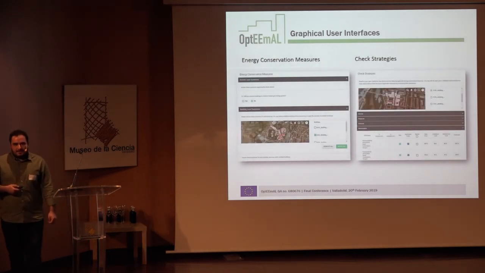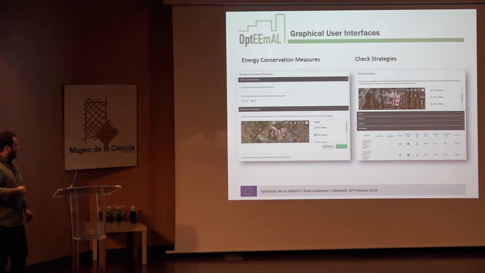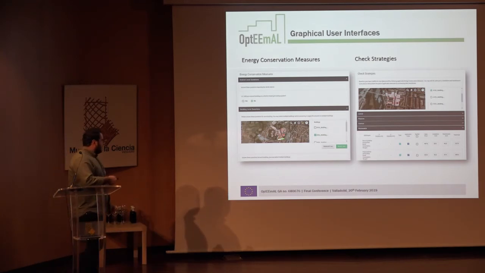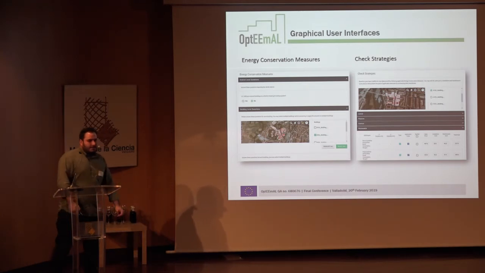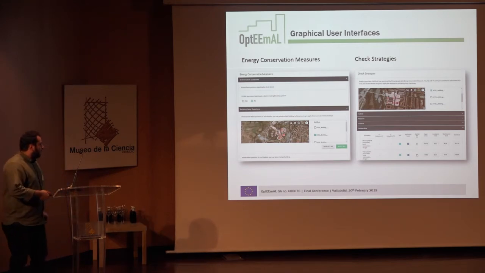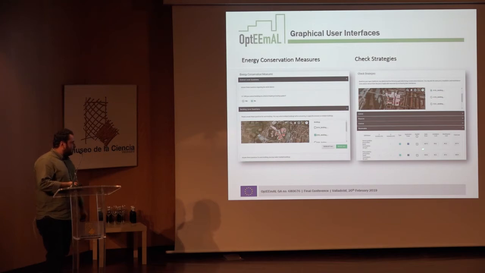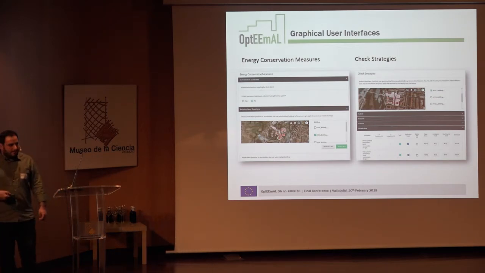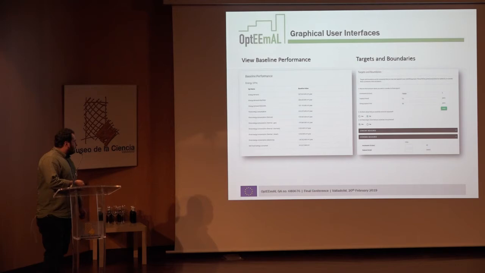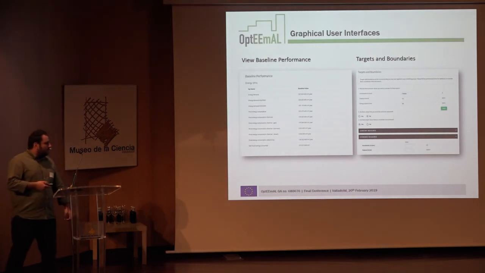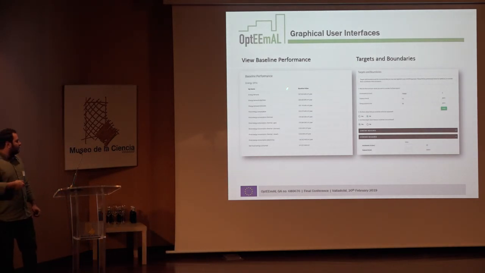The other part is the ECM part. In this step, users still answer the questions about the buildings that they select. And they can see some strategies about the ECM part, like U limit, U value, type, and etc. And in the next step, they can see the view baseline performance.